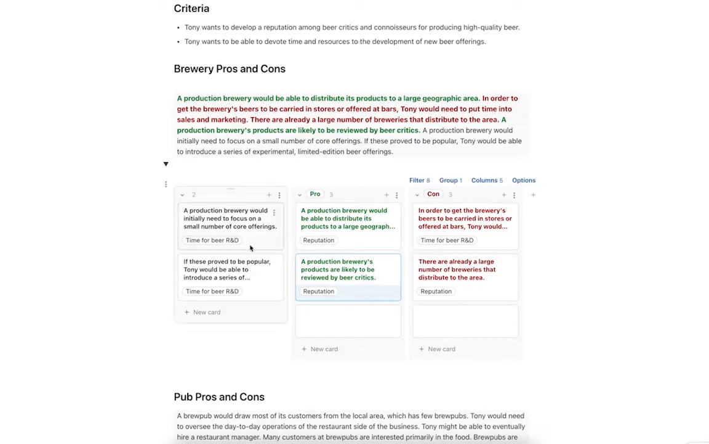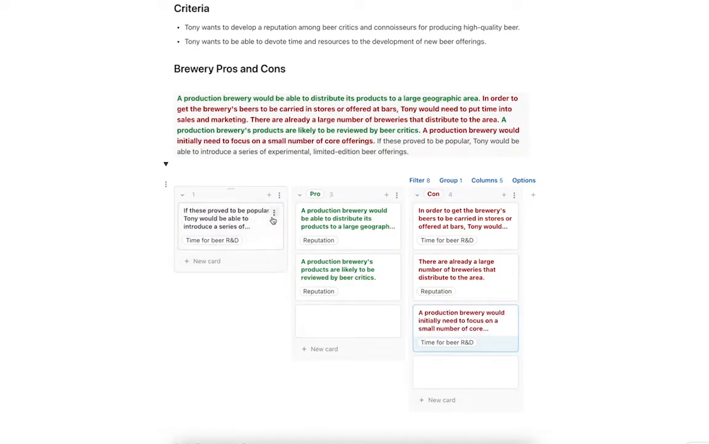A production brewery would initially need to focus on a small number of core offerings. So that is definitely a con. I think it's hard to interpret this as a pro. If the brewery has to focus on a small number of offerings, at least initially, then he has less time to develop other kinds of beer.